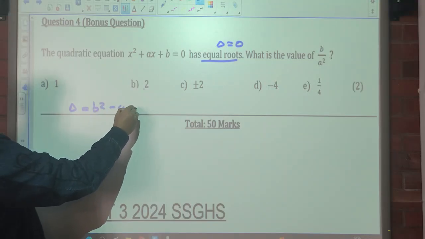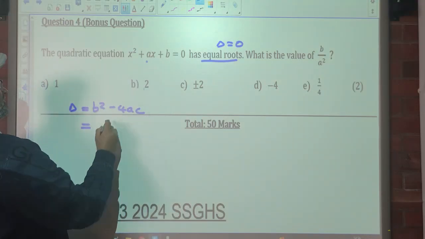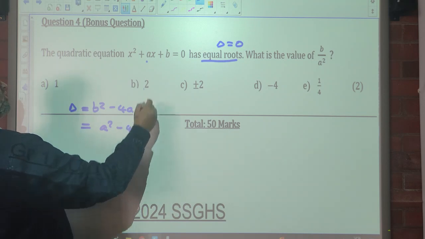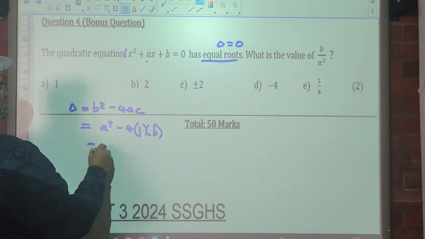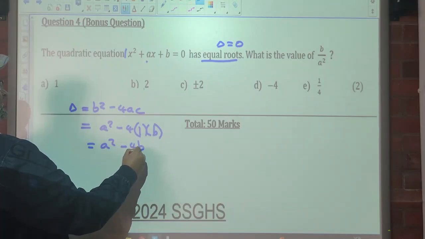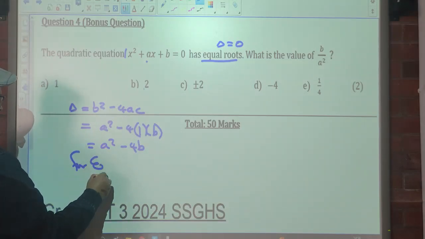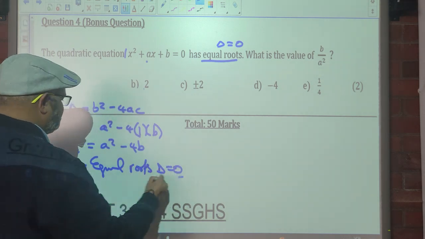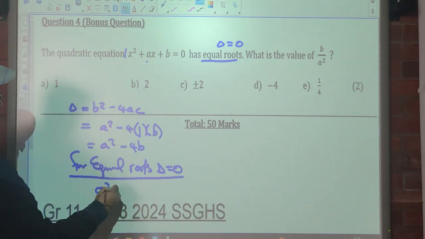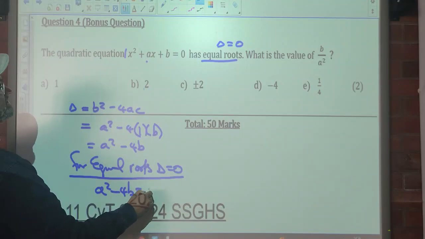b squared minus 4ac. Your b value of course is a, so it's a squared minus 4. Your a value is 1 and your c is b. So it's a squared minus 4b. For equal roots, delta is equal to 0. So in other words, a squared minus 4b is equal to 0.